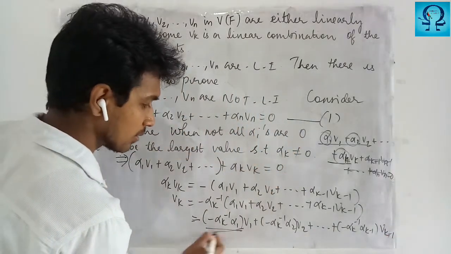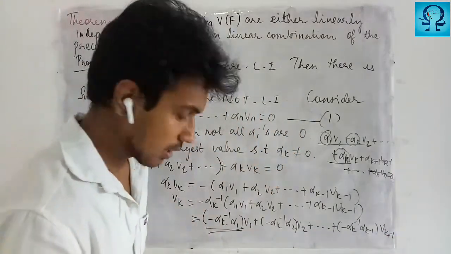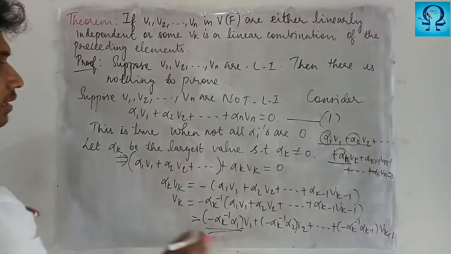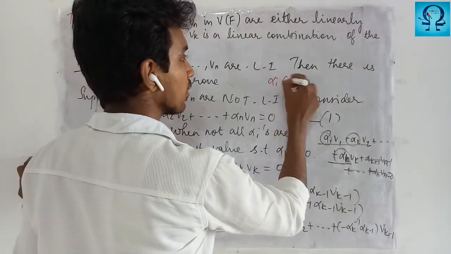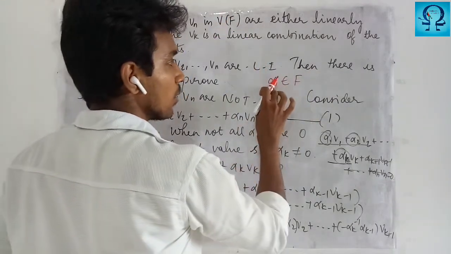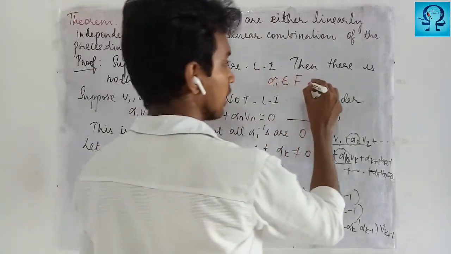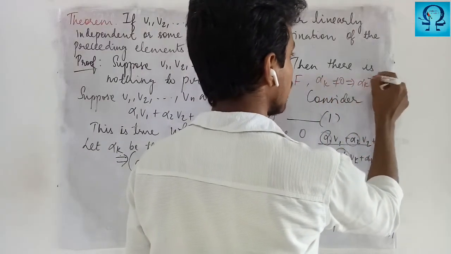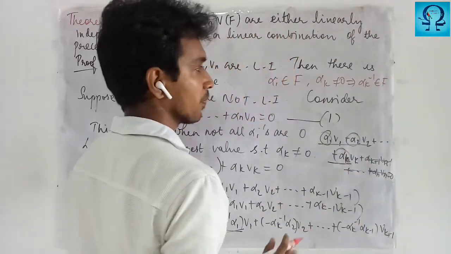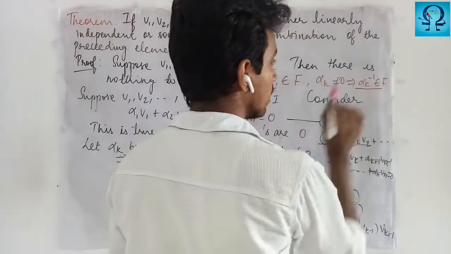Now you will have to examine what this is. See, where are these alphas from? All those alphas are taken from the field F. Whenever you take an entry from a field F and suppose this is non-zero, this implies your alpha k inverse is also in F. Now you have two entries in F.